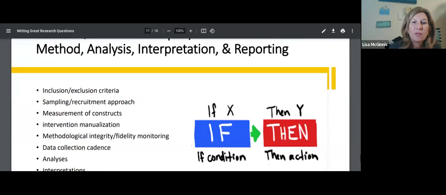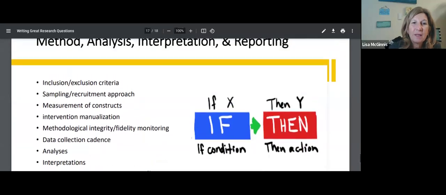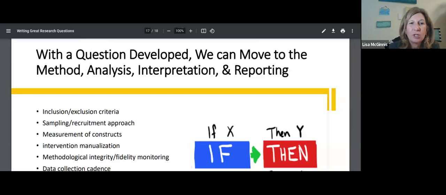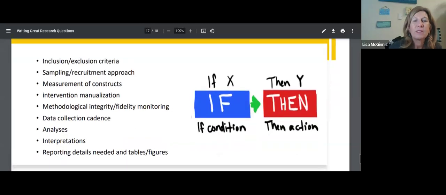So once we've written our question, then we can move on to the analysis, the method that we're going to use, the analysis, the interpretation of those results, and then how are we going to report that. And here's some things to consider when we are looking at all of those. Inclusion and exclusion criteria. As we're writing our question, this may be the most important part of the Goldilocks problem.